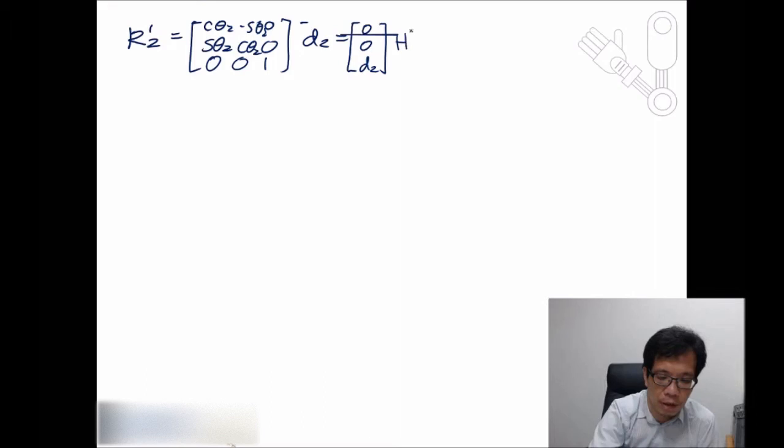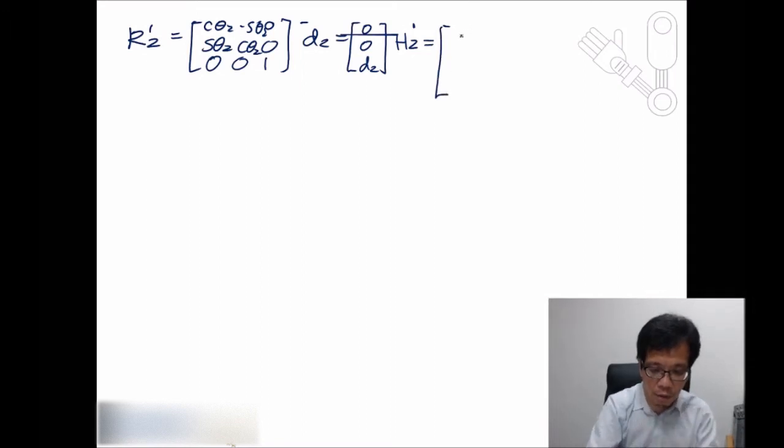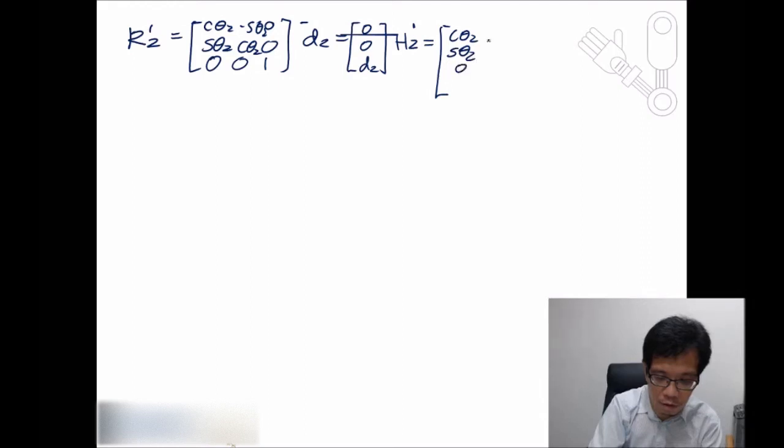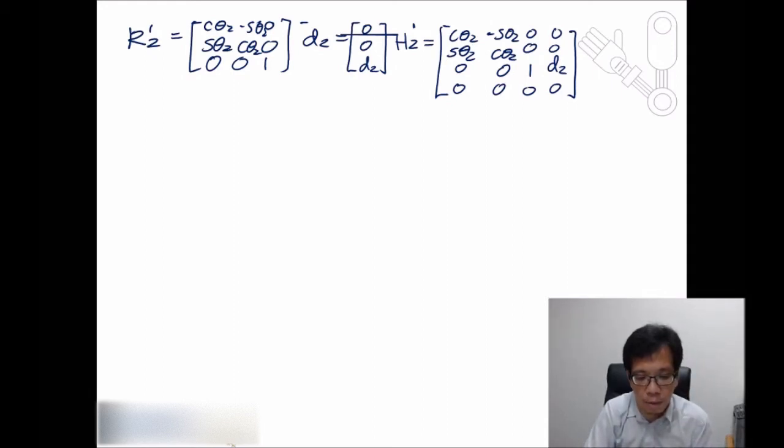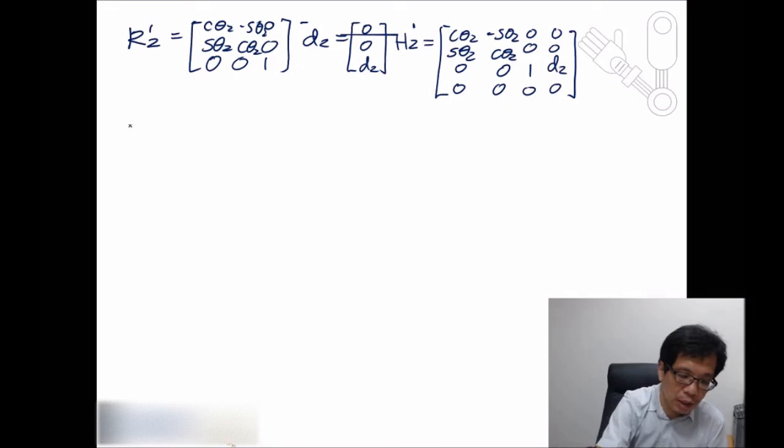Combine both of them together. We all have cosine theta 2, sine theta 2, 0, negative sine theta 2, cosine theta 2, 0, 0, 0, 1, 0, 0, 0, 0, 0, D2, 0. So this would be the second transformation matrix we're looking for.